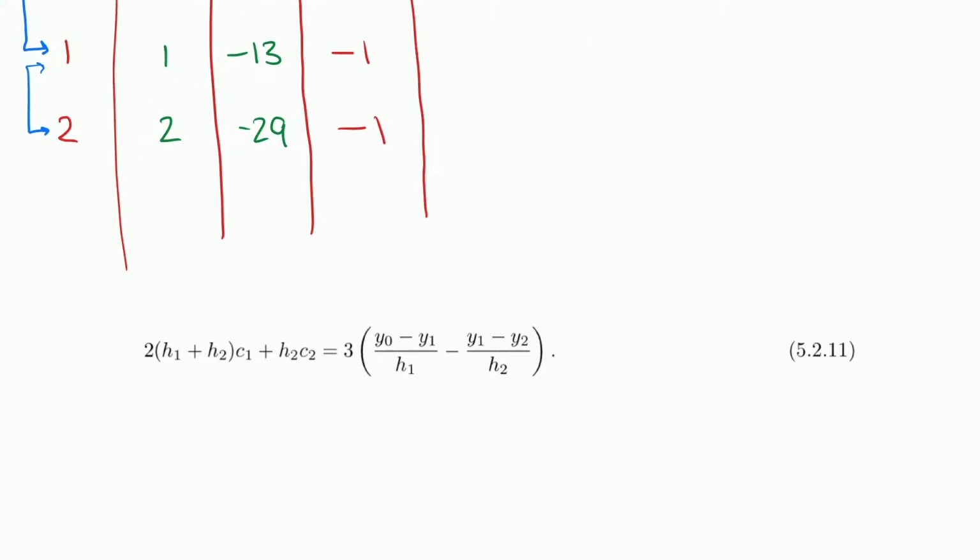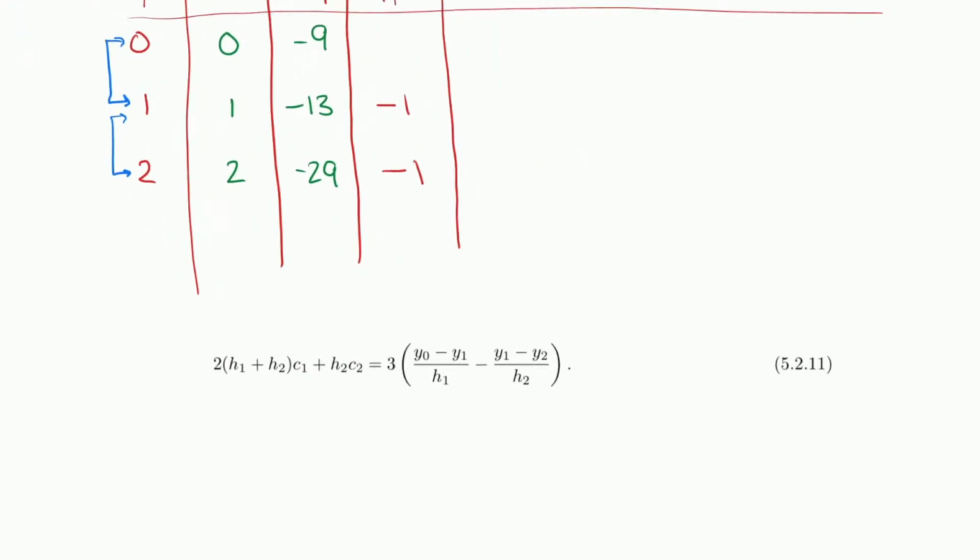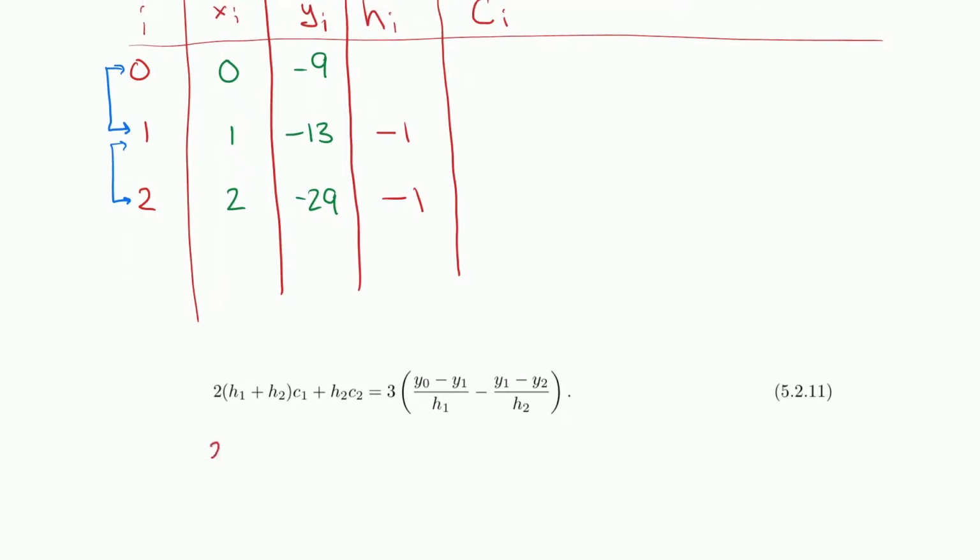So there should be two more equations, but I don't know. Okay, so 2 times (h1 plus h2) times c1 plus h2 times c2 is 3 times this divided difference. By the way, I don't know if you recognize this, these are both divided differences. They're just slopes. So you're basically doing this difference divided by that difference. So those are just slopes.